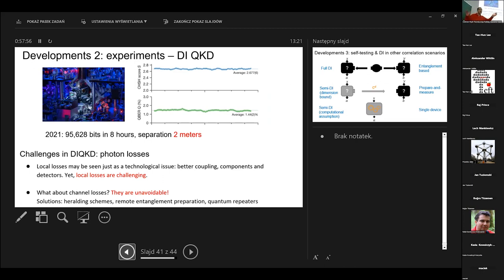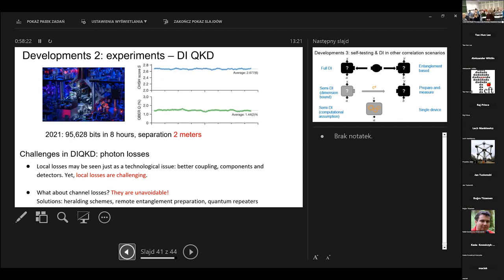But if they are very far from each other, there are losses in the channel. And so this opens the detection loophole. So this is a really big problem for device-independent QKD. There are ways to overcome this, for instance, using quantum repeaters, but we still do not have quantum repeaters. People are trying to build them because they are needed anyway, even for standard QKD. But maybe you'll have them in 10, 20 years, who knows? So not easy to implement.